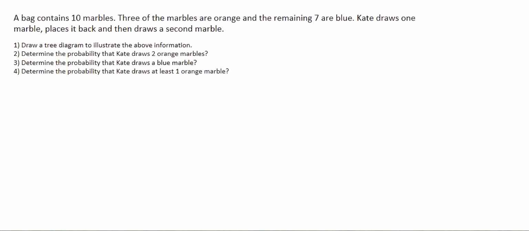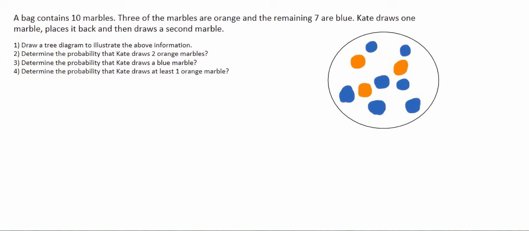So in this question we have a bag that contains 10 marbles, of which 3 are orange and the rest are blue. We are told that Kate will draw one marble, so she'll take one marble out of the bag and then she'll put it back and then she'll take out a second marble. The first question says, draw a tree diagram to illustrate the above information.